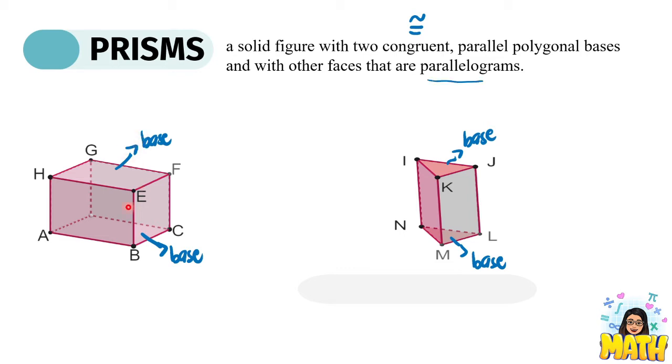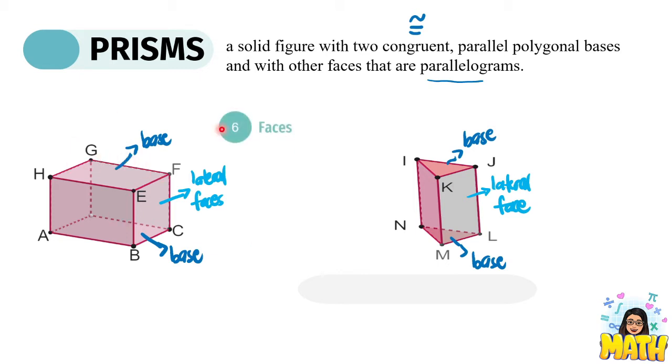So bukod sa dalawang faces na tinatawag nating bases, we also have what we call the lateral faces. So these are other faces na hindi base. Itong mga lateral faces must be parallelograms. Katulad dito, squares and rectangles, and even here, we have rectangle that are considered parallelograms. Okay? So let's focus on the first prism.